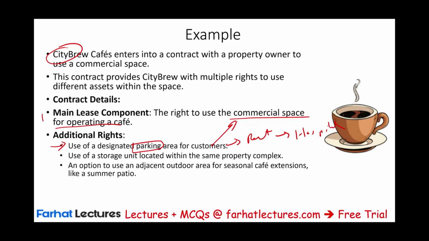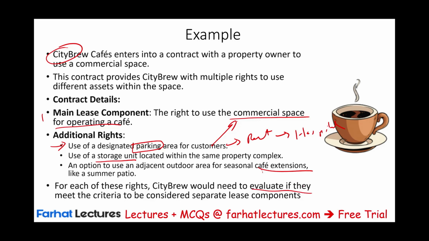Same thing with the use of storage unit located within the same property complex. You can argue that this storage unit is used to store material for the cafe. Or we can say we're going to let the hospital store some medical equipment or medical supplies in it. Same thing for the additional cafe extension. We could use it for some other purpose, for a third purpose, only for special events at that hospital. That's it. So for each of these rights, City Brew would need to evaluate if they meet the criteria to be considered a separate lease component.